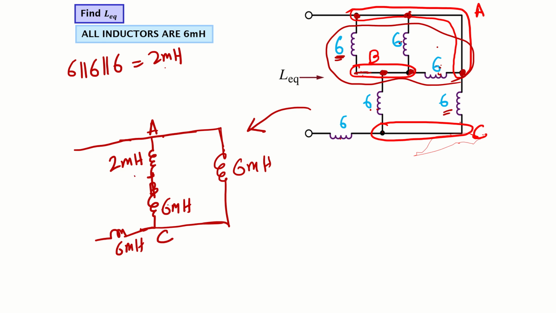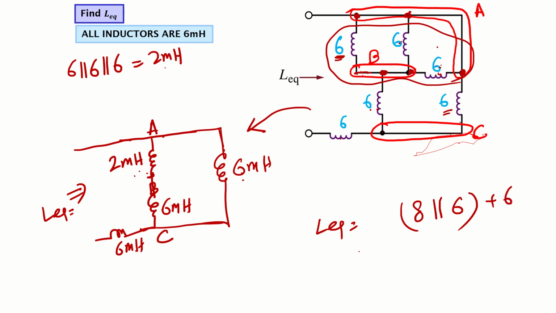This 6 and 2 are in series, so 6 plus 2 becomes 8. This 8 becomes parallel with 6. So if I write L equivalent, that will be 8 parallel with 6. Now whatever parallel we get becomes in series with this 6, right? So plus 6. If you simplify this, it comes out to be 66 over 7 millihenry. That will be the equivalent inductance for this case. Thank you so much.